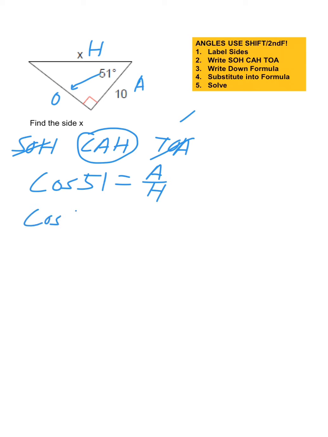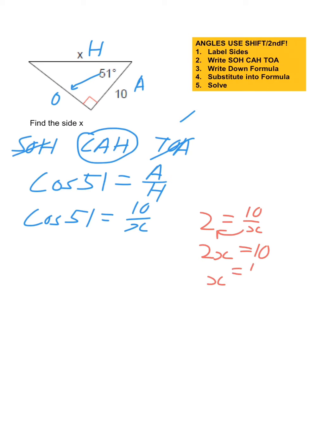So cos 51 is equal to 10 over x. Now, remember, if you're solving an equation and we had 2 is equal to 10 over x, to solve this, you'd have to bring the x up and multiply by x. So 2 times x is 2x, then equal to 10. Then to find out what x is, we divide by 2. So x would be equal to 5. So we're going to use the same principle over here on the left. Let's bring the x across.